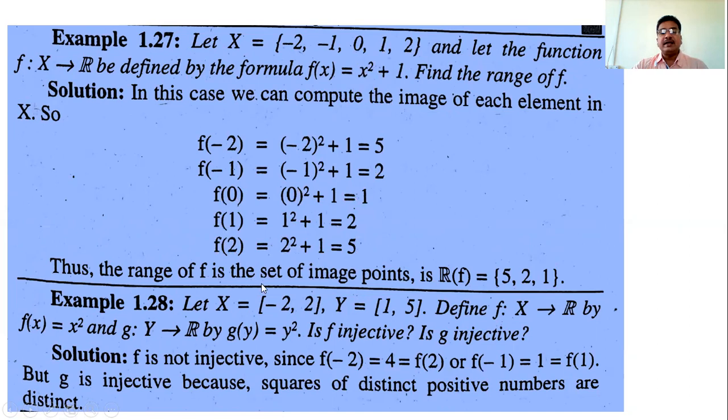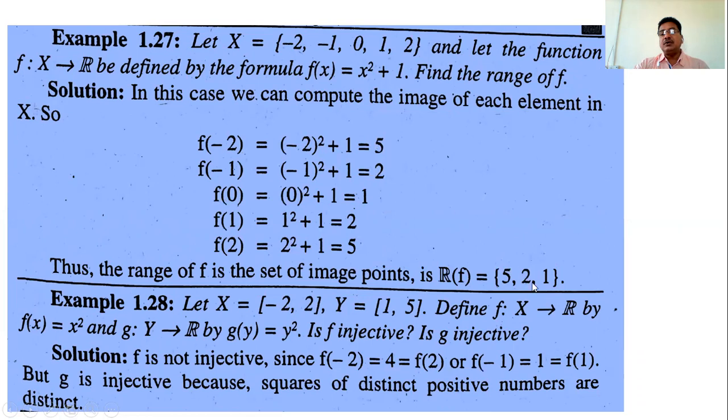And then what is the range of the function f? It is a set, denoted by the notation R(f), capital R in brackets f, where f is the notation for the function. So write R(f) equals the set of all images. Under this function we have the image 5 of -2, then 2 is the image of -1, then 1 is the image of 0, and again 2 is the image of 1.